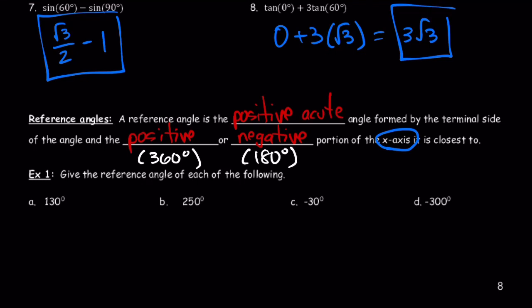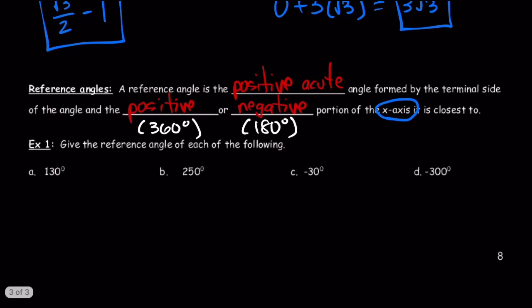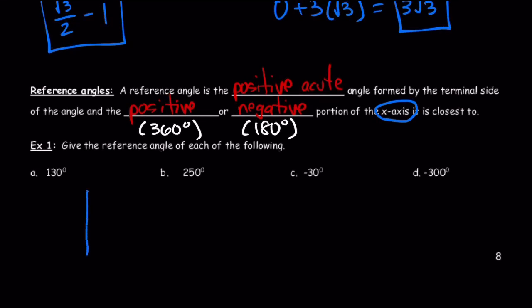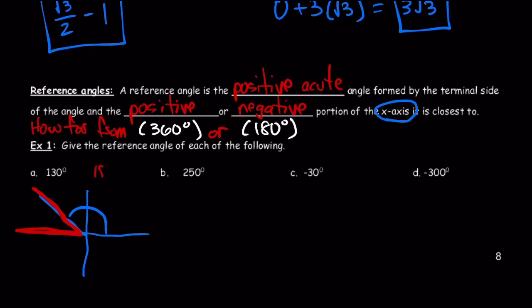I'll draw these. I don't usually draw them, but I will for the sake of notes and to give you guys a better visual. So it says, give the reference angle of each of the following. 130 degrees. Well, where is 130 degrees? If I were to draw 130 degrees, I know that that's in the second quadrant. This is the angle that's 130. My reference angle is how far that is from the x-axis. So I always ask myself, how far from 360 degrees or 180 degrees? Now, this is pretty simple math to do. I would just do 180 minus 130, and that reference angle is 50 degrees.